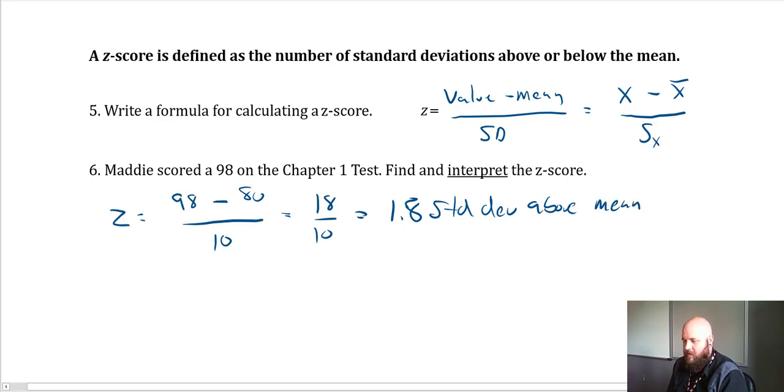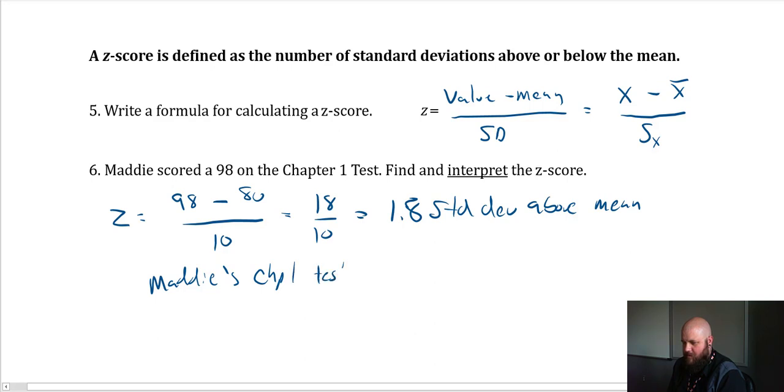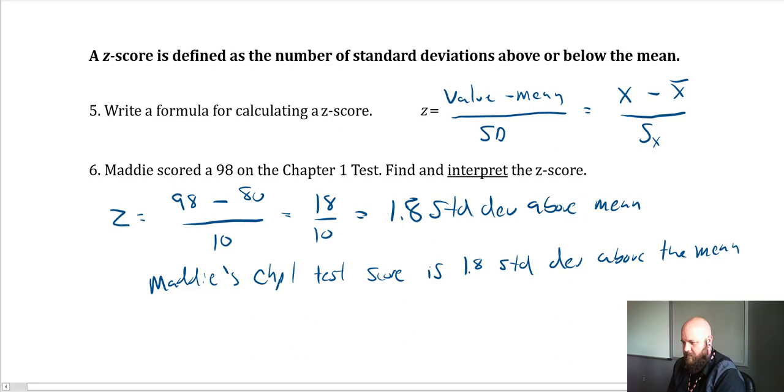Okay. And to give a full answer, you would write that out by saying Maddie's Chapter 1 test score is 1.8 standard deviations above the mean. And that explains how many standard deviations away that score of 98 was from the mean.